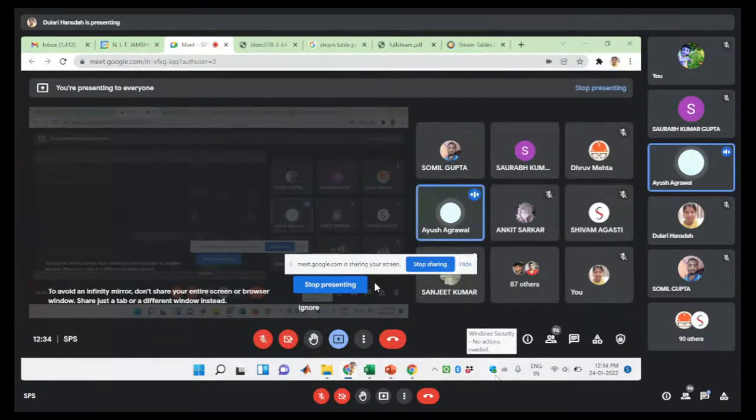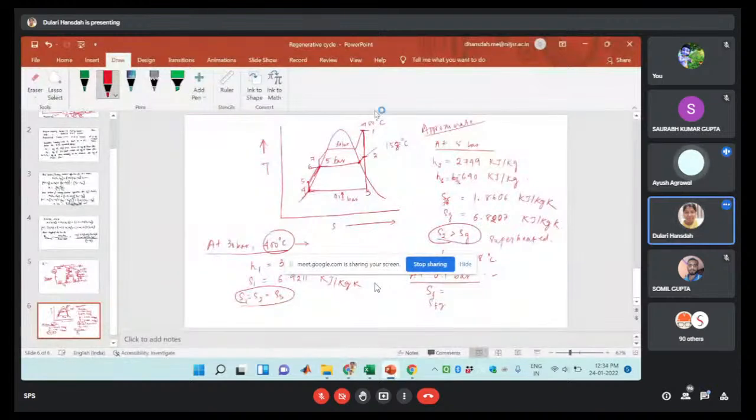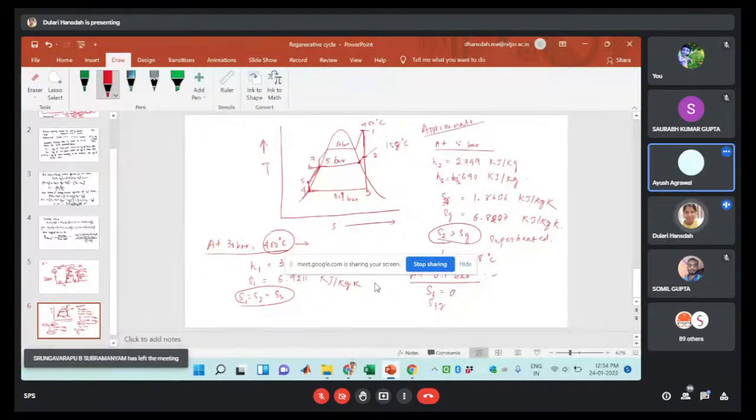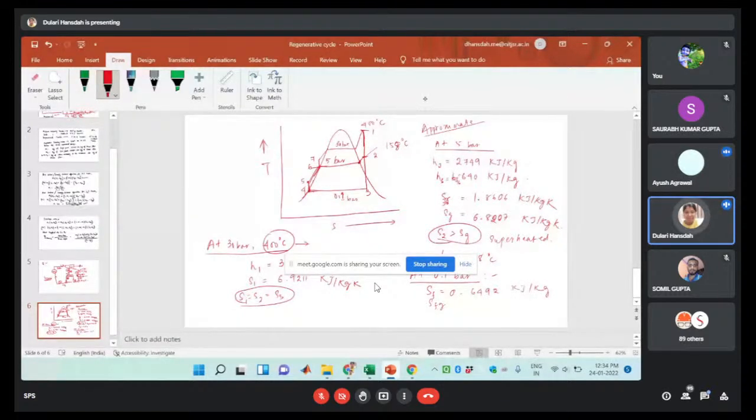मैम SF 0.6492। SF कितना है? 0.6492 किलोजूल पर केजी केल्विन। SFG कितना है? SFG को देखिए। 7.4996। तो इसको हम 7.5 भी कंसिडर करेंगे, है ना, किलोजूल पर केजी केल्विन। तो यहाँ पे आपका HF कितना है? HF कितना है?